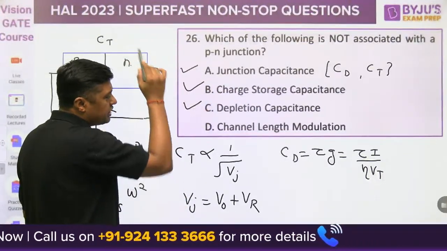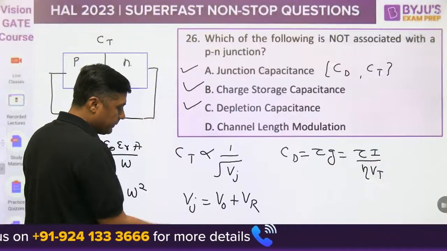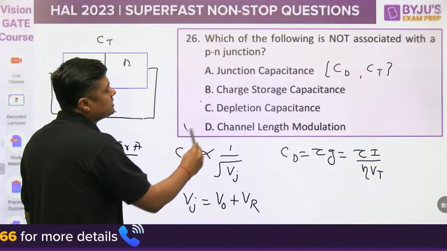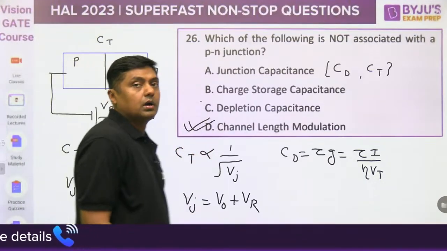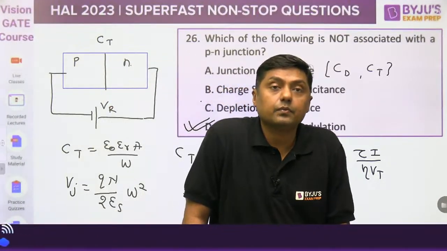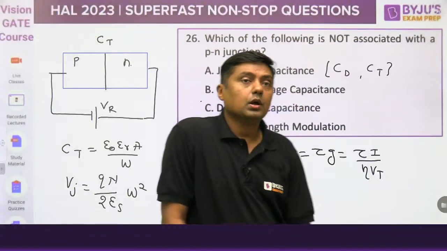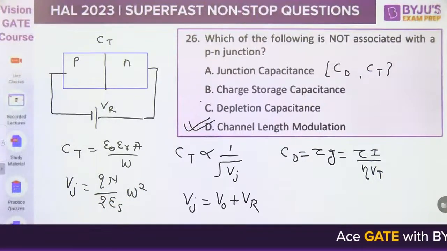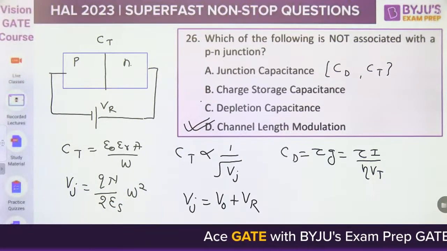Channel length modulation, it is related to what? FET. That's why, which answer is correct? Which is not associated with the PN junction? Answer D is correct. Bhanu, now it is clear? Channel length modulation is not related to the PN junction. It is related to FET. Then next.